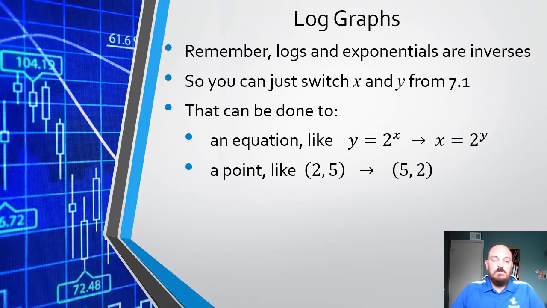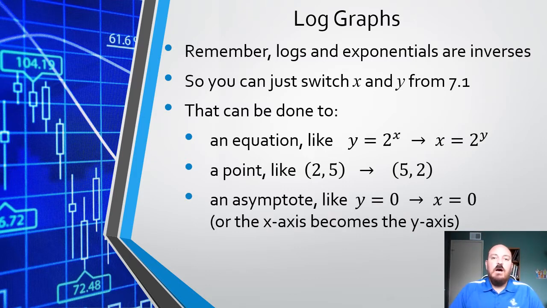You could also just do it to something as simple as a point. Like if the point 2, 5 is on the graph of an exponential, then you switch the 2 and the 5, you get 5, 2. That would be the point on the log. And it can even be done to something like an asymptote. So for example, if one of our graphs has an asymptote at x equals 0, the other one will have an asymptote at y equals 0. Or another way to think of it is axes. If one of them has an asymptote on the x-axis, the other will on the y-axis. So basically anything that has to do with one graph, if you switch x and y, will be true about the other.